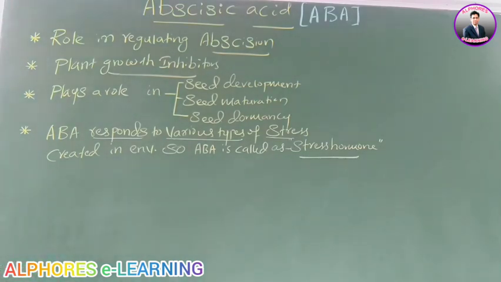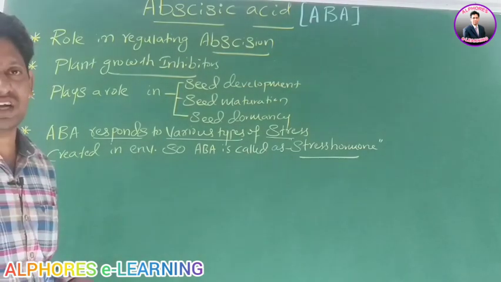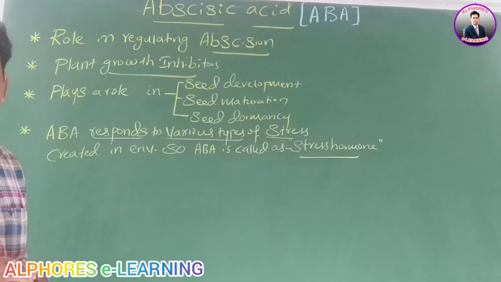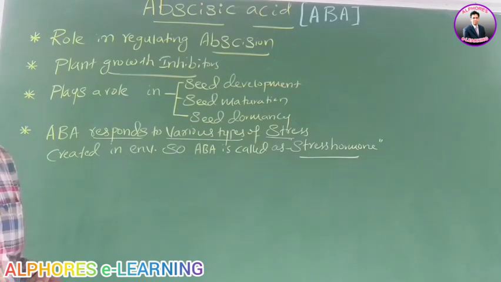Now listen to this statement. In water stress conditions, this abscisic acid drives out the K plus ions out of the guard cell. If K plus ions come out of the guard cells, the stomata get closed. This is in which conditions?